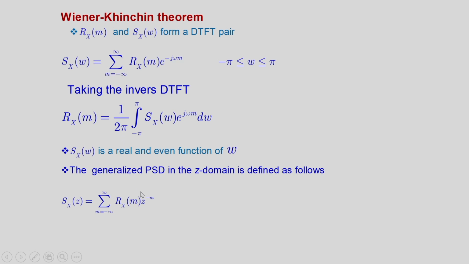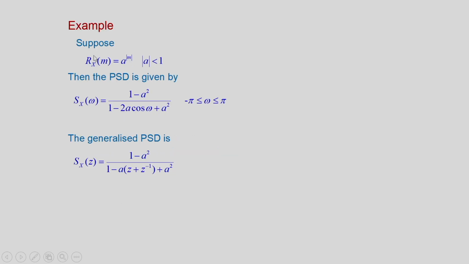So, here z is a complex number. Now, instead of using e to the power j omega m only, we have used z. We will give one example. Suppose Rx of m is equal to a to the power mod of m, where mod of a is less than 1; only then will it become an autocorrelation function.